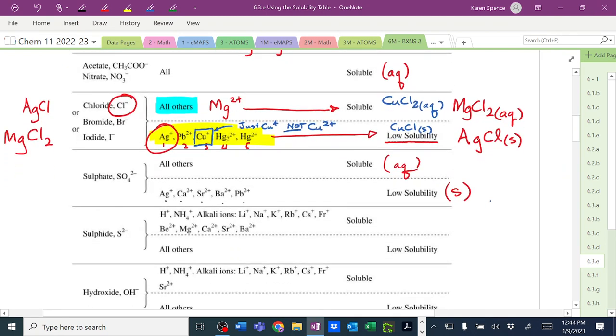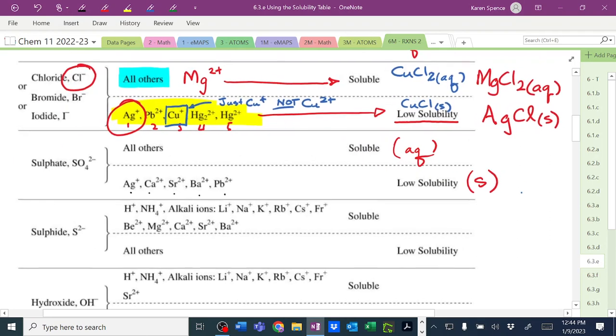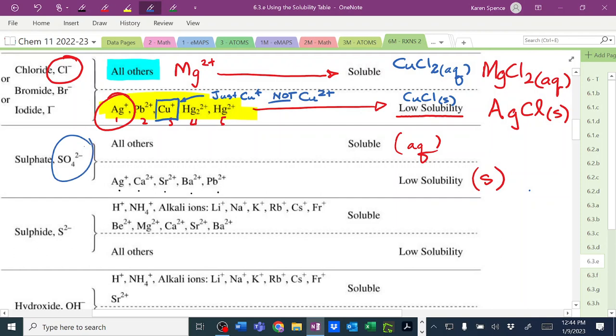Sulfate. How many things are solid in water with sulfate? 5 things. Okay, 5 things are not soluble. Everything else is soluble. Okay, here's sulfate. You will get this chart on any test.